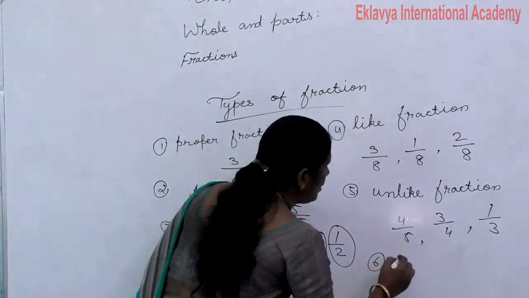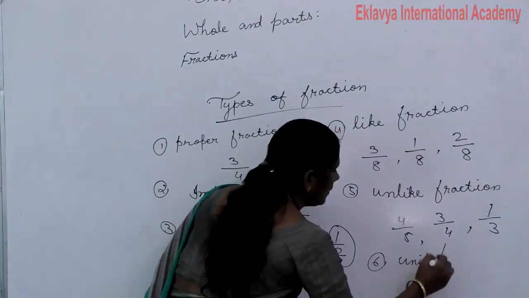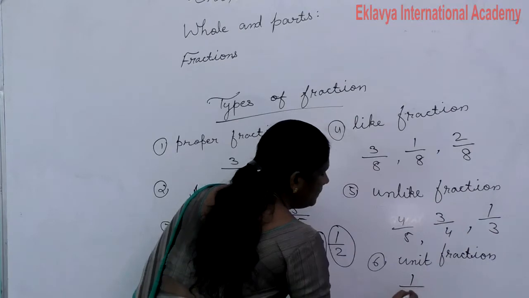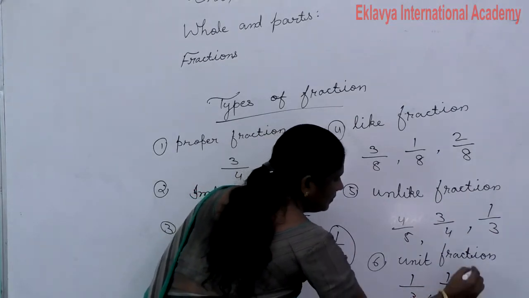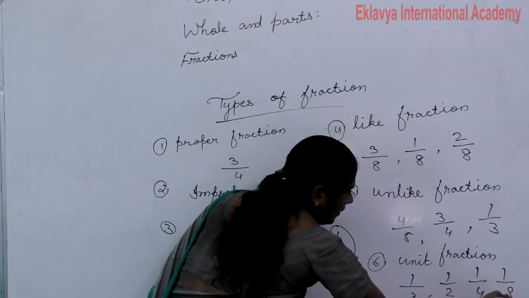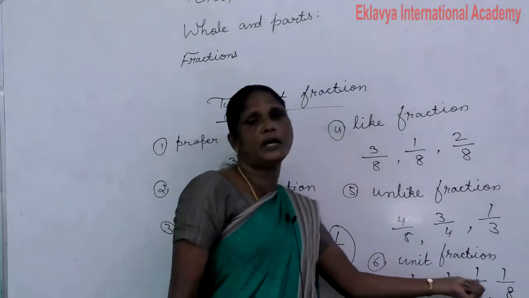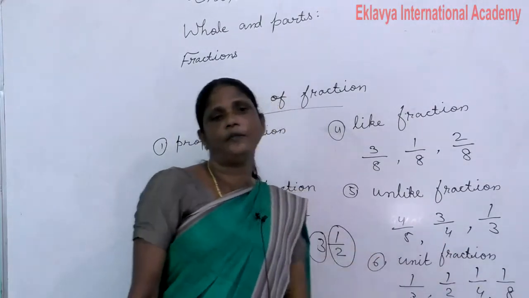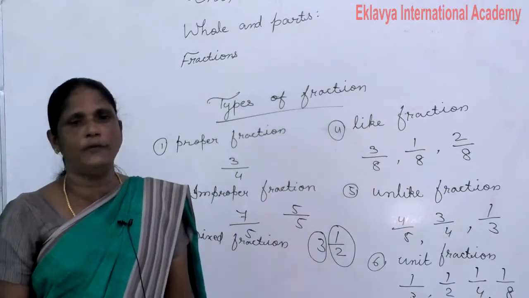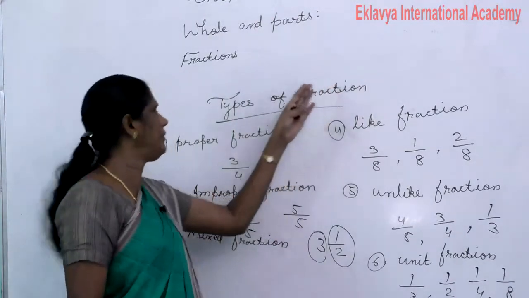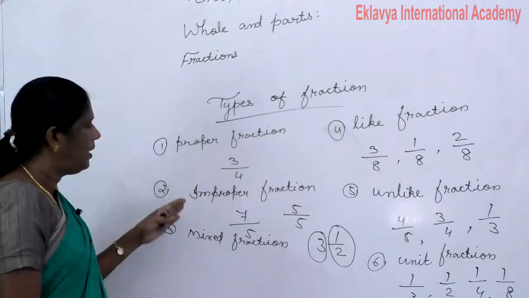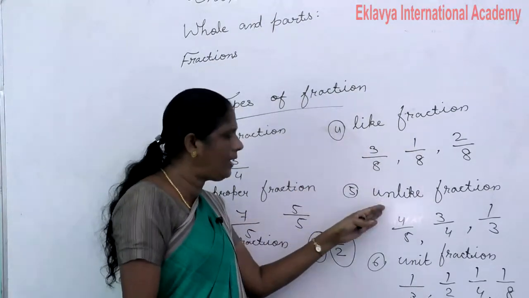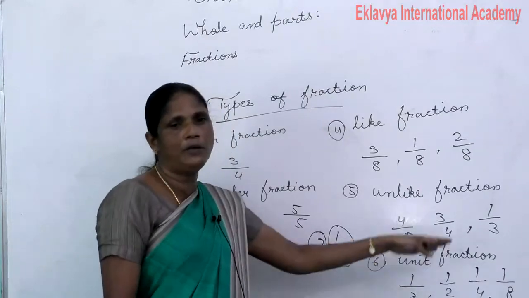Next, unit fraction. Look here, all numerators are 1. That fraction is called unit fraction. What are the types of fraction? Proper fraction, improper fraction, mixed fraction, like fraction, unlike fraction and unit fraction.